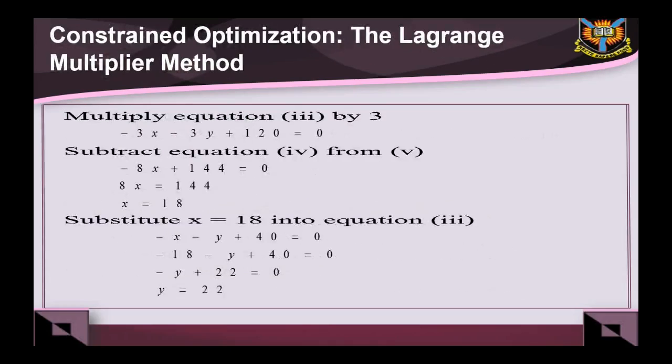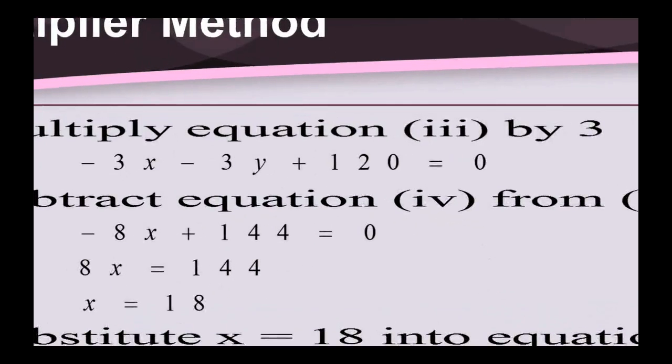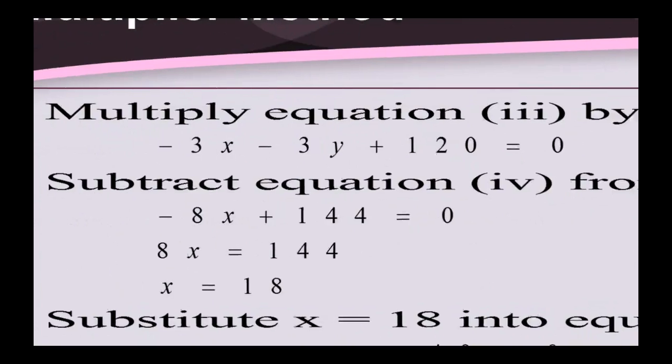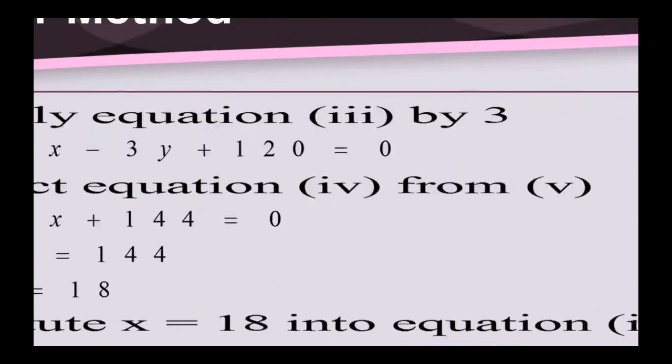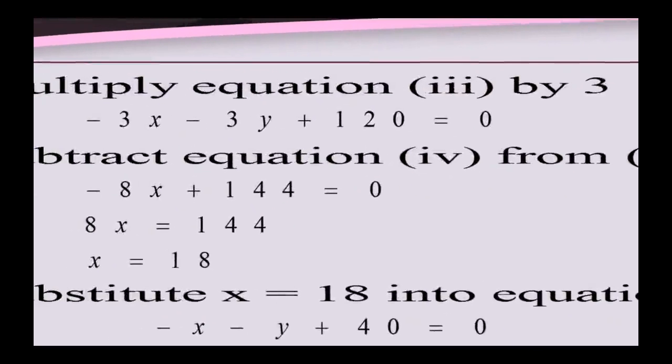Multiply equation 3 by 3. Minus 3x minus 3y plus 120 equals 0. Subtract equation 4 from 5. Minus 8x plus 144 equals 0. 8x equals 144, x equals 18.